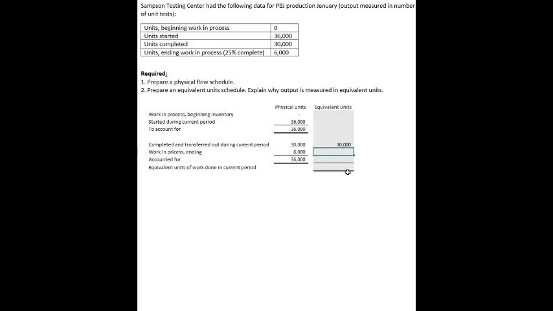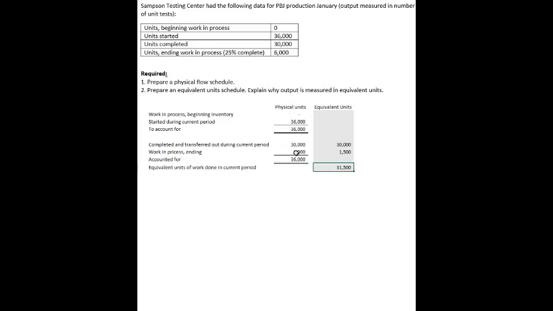They're 25% complete. So that means we multiply that 6,000 by 25% to get 1,500, and 31,500 when you add the completed and the ending work in process. So the total equivalent units is 31,500, which is significantly different than the units accounted for. And the reason, again, we do this is because this is a much more appropriate number over which we can apply the costs that were accumulated in this department within the manufacturing facility.